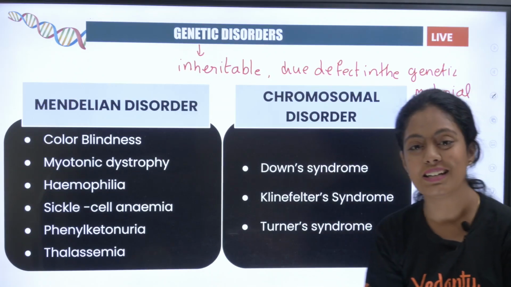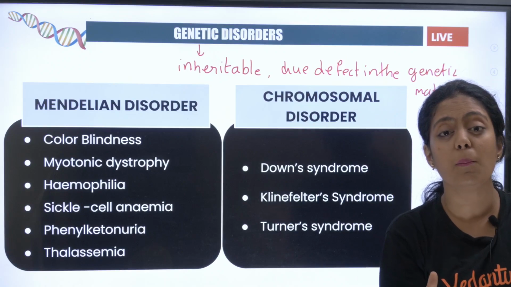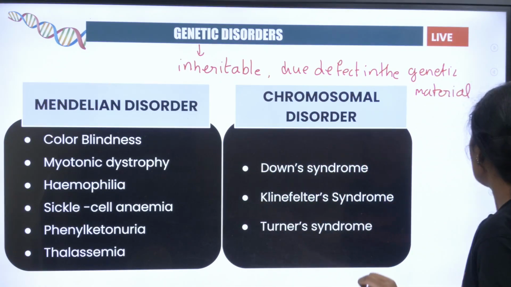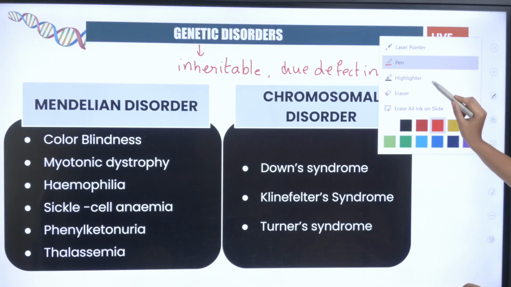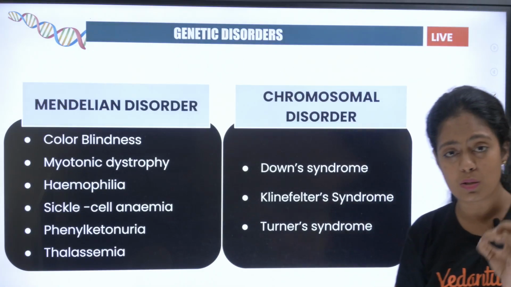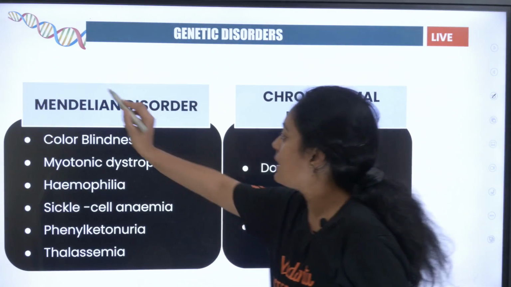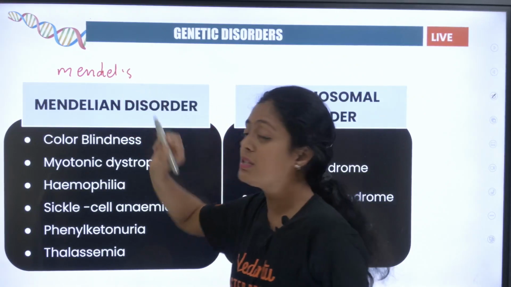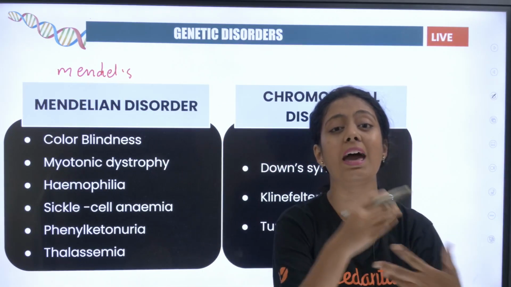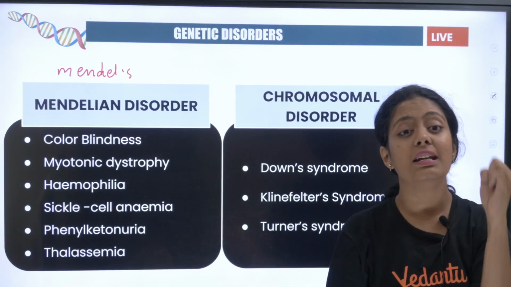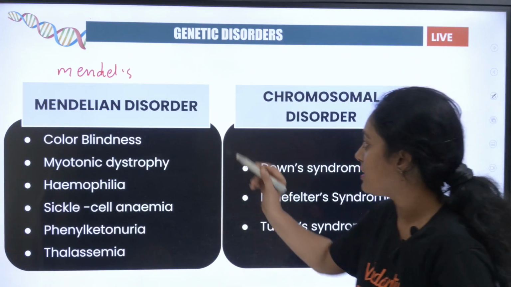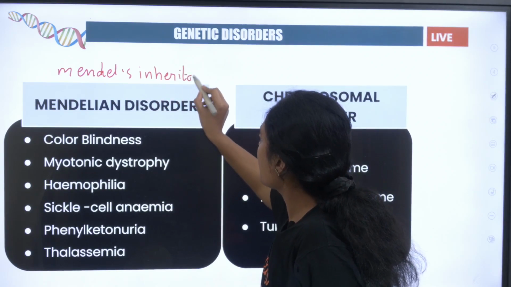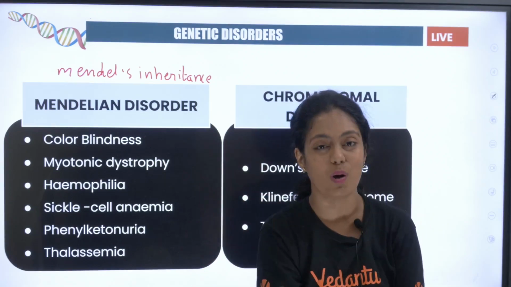So genetic disorders are of two types. One is Mendelian disorder, another one is chromosomal disorder. So what is this Mendelian disorder? This Mendelian disorder is nothing but the disorders which follow Mendel's law. What do you understand by this? That means the disorder is inherited from the parents to offsprings. It is a case of inheritance. So it follows Mendel's inheritance pattern. That is why we call it Mendelian disorder.